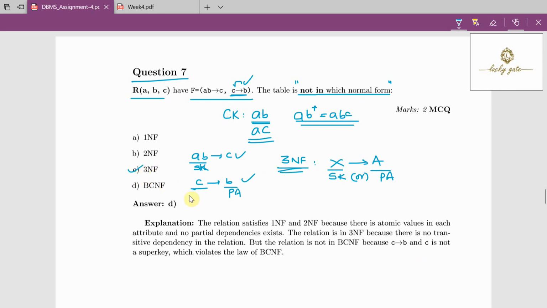Friends, you may ask why it is not BCNF. BCNF requires the LHS of the functional dependency to be a super key itself. Here C is not a super key, so we can say it is not BCNF, it is 3NF. So the answer for the question is option C.